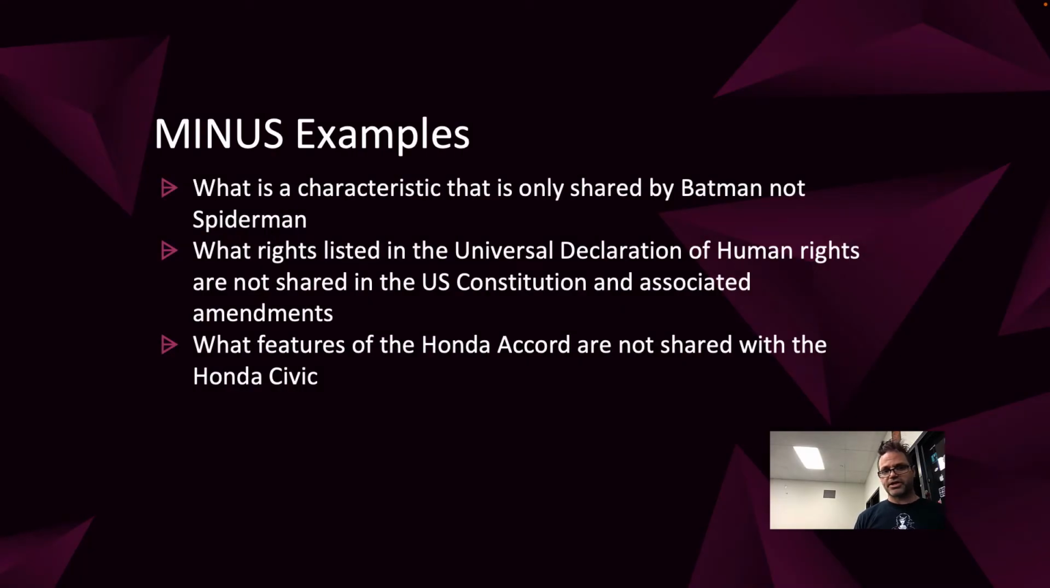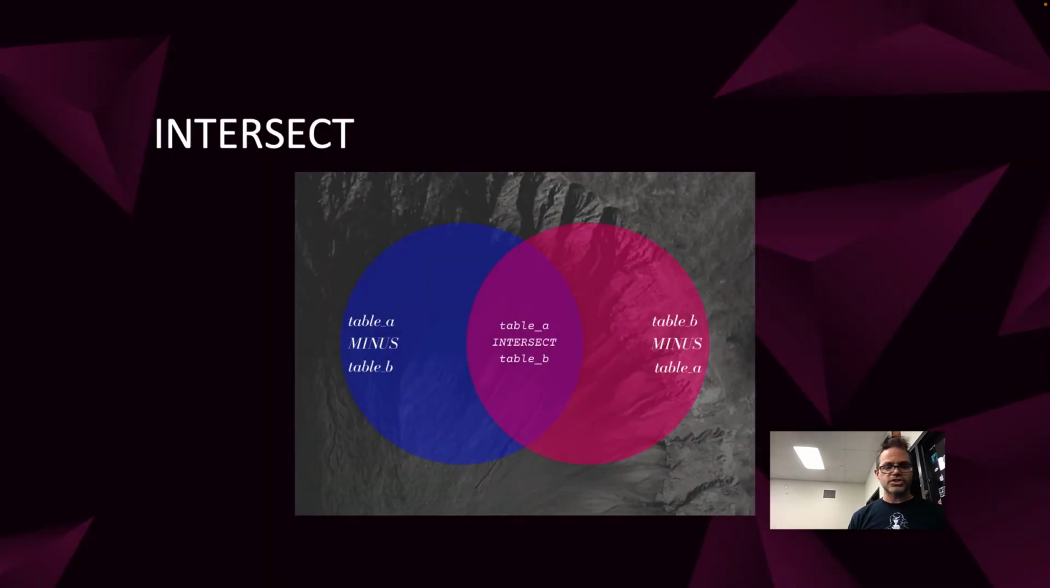Minus examples. What is a characteristic that's shared by Batman but not Spider-Man, using a popular culture reference? What rights are listed in the Universal Declaration of Human Rights that are not shared in the U.S. Constitution and associated amendments? Or what features of the Honda Accord are not shared with the Honda Civic? Again, here's the column, this thing, and I only want the ones that are on this side or only the ones that are on that side, not the shared values between them. So it's a great way to answer some logical questions.